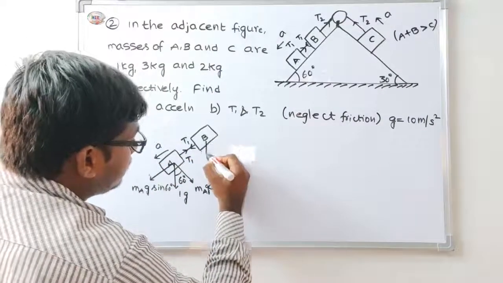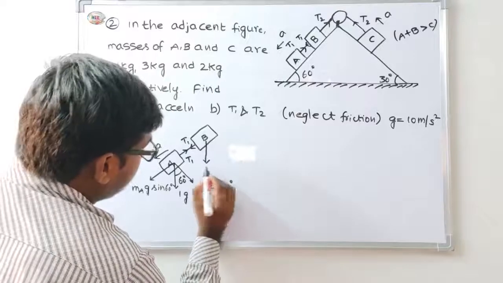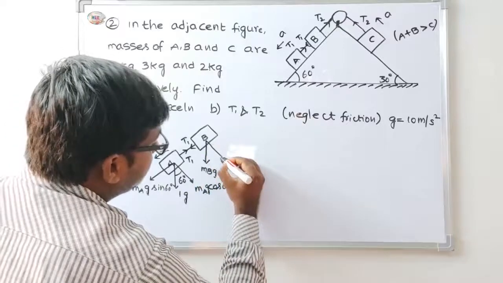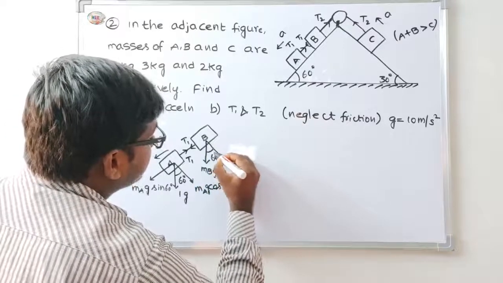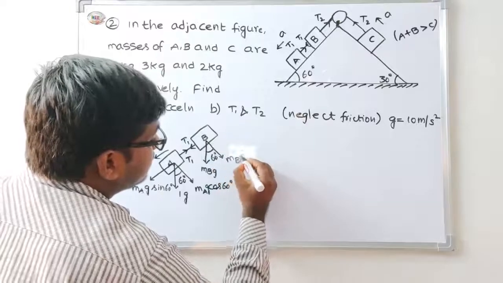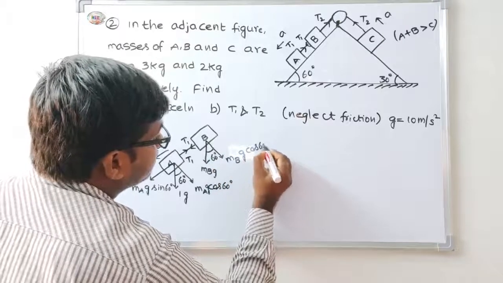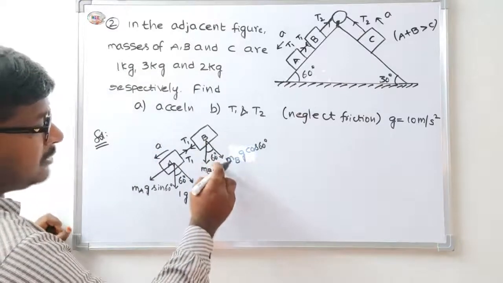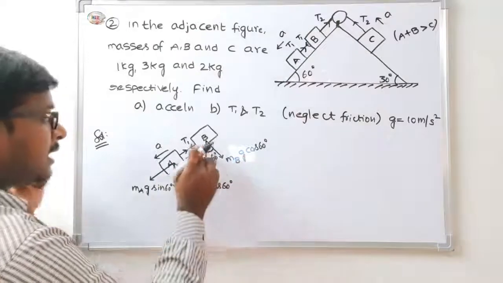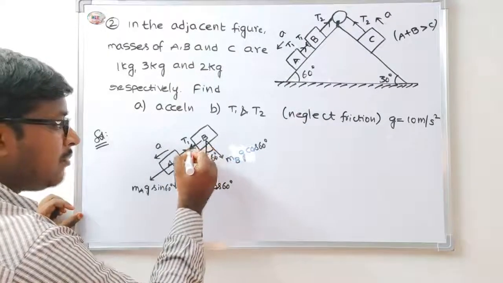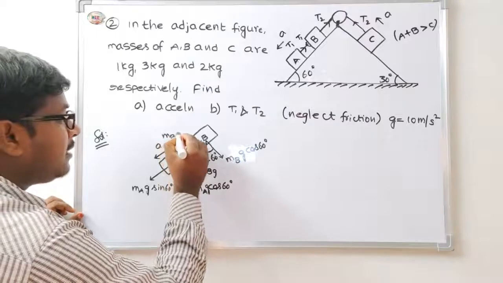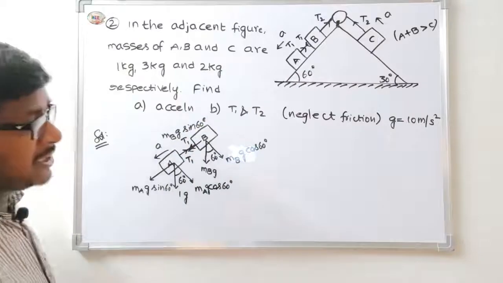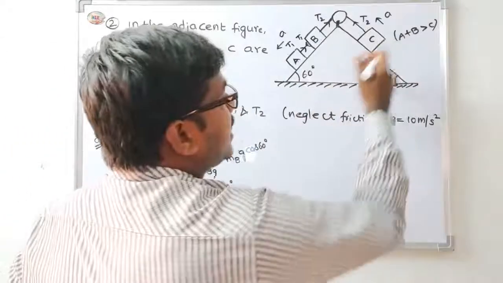Next block B, acting downward direction, that is MBG, making an angle 60 degree, that is MBG cos 60. MBG cos 60 is resolved into two components. One is a horizontal, another one is a vertical. In this vertical component, that is MBG sin 60 degrees.